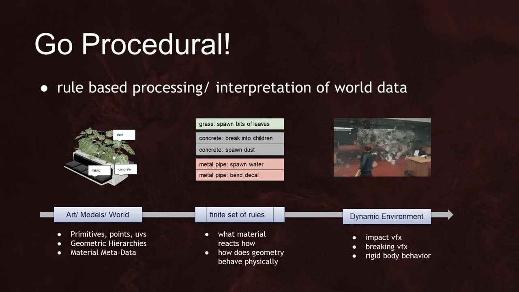drive the rules. So the system would pick those pieces based on their material and then apply a specific set of things. Something out of concrete would say, hey, we're going to prepare you to be broken into children, into bits, or when you're being shot, you will spawn some dust. Or a metal pipe: when you're being shot, you will spawn some water, and we're going to apply a decal, like a texture decal, that would make you look like you're a bit dented. That is the rules, and they would be defined for any kind of material that we would support.